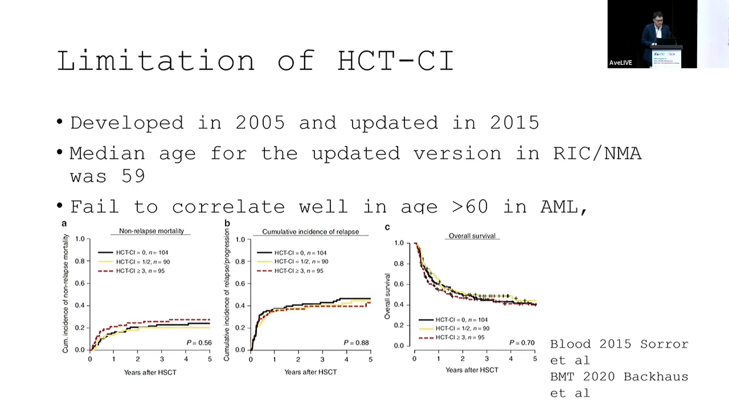HCT-CI was initially started by Dr. Sorror and was updated in 2015. The median age was actually 59 years old, so it's not a very elderly population. And there are also studies showing that when patients are beyond 60 years old, it fails to correlate with survival outcome. As you can see in the bottom three graphs, when you try to separate them by HCT-CI, they fail to prognosticate the survival outcome.